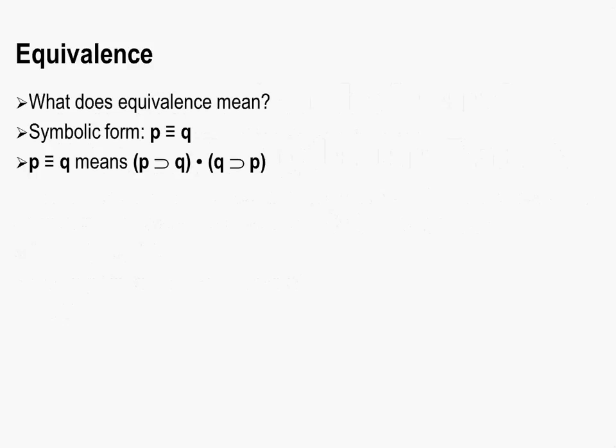Because what we have there, as you can see, is a conjunction where the P is in the antecedent position on the left, and the Q is in the consequent position on the left. And then when we look at the conjunct on the right, everything is reversed. The Q now is in the antecedent position, and the P is in the consequent position.